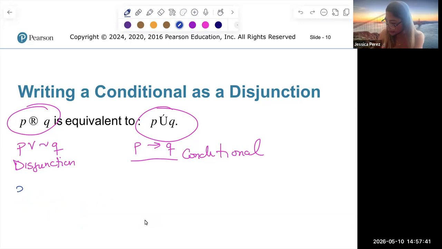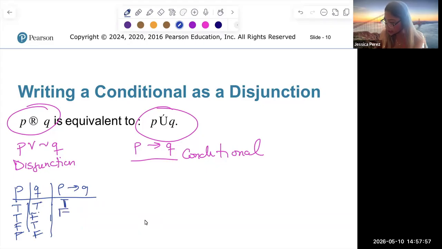So we have P, Q, P implies Q. So we have T, T, F, F, T, F, T, F. T, T is a T, T, F is an F, F, T is a T, F, F is a T. Now let's look at the other one.